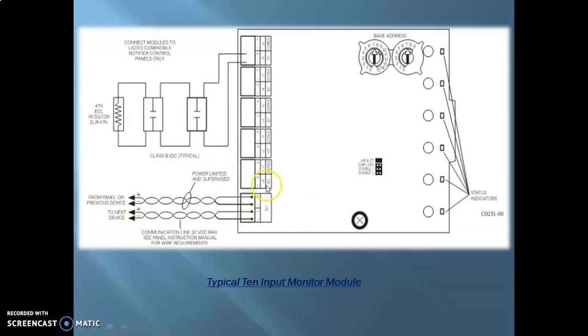Now here you can see you have 10 sets of contacts: 1, 2, 3, 4, 5, 6, 7, 8, 9, and 10. And you can see that through one set of those contacts you have a number of devices or systems connected to it. This is a typical IDC, or initiating device circuit, which is Class B. And again at the end you have the 47 kilo ohm end of line resistor connected to it. So this concludes the input module section.